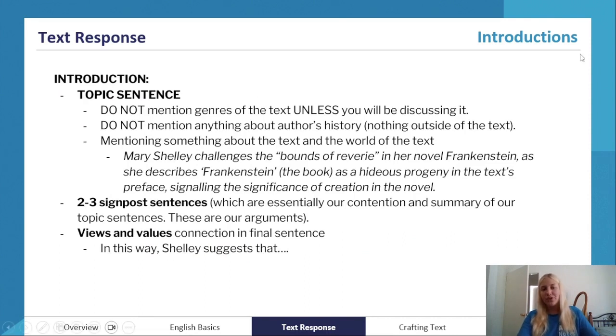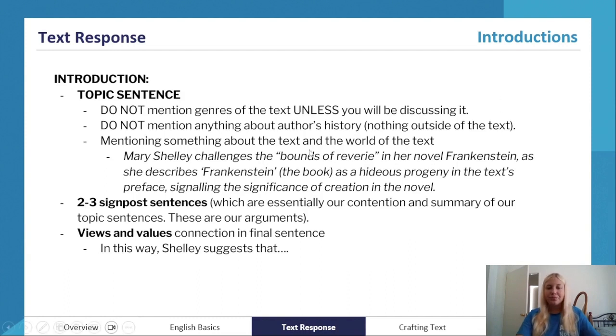Now, for introductions, some key things. Don't mention genres of the text unless you will be discussing it. So I recommend always mentioning genre of the text because it is really good if you analyze genre specific features and devices. So try to get yourself to do it. Try to get yourself to practice analyzing the structure and construction of a text as well. Don't mention anything about the author's history, the author's life. That should never be a thing whatsoever in the essay. We only care about the text.